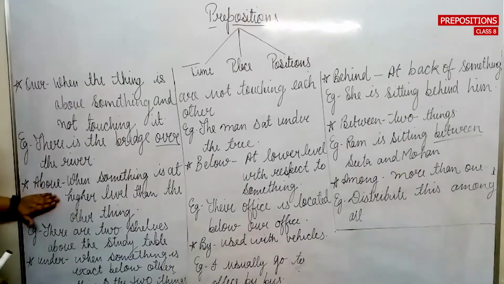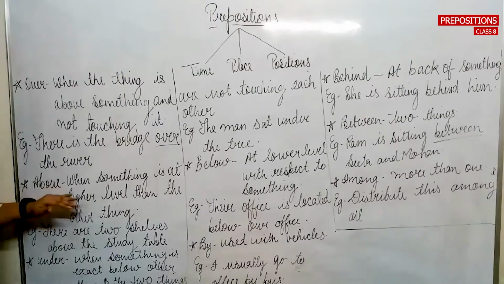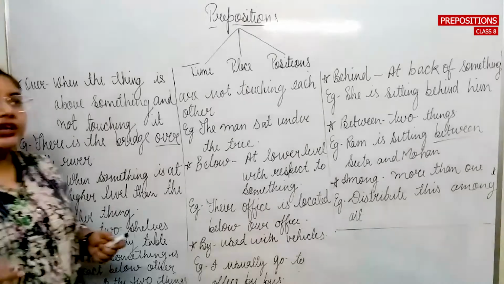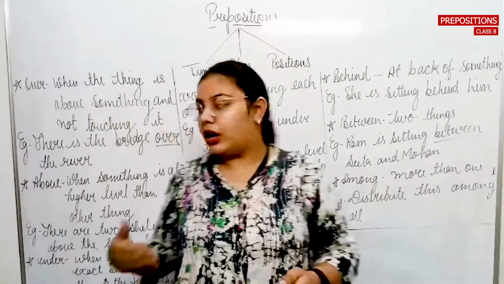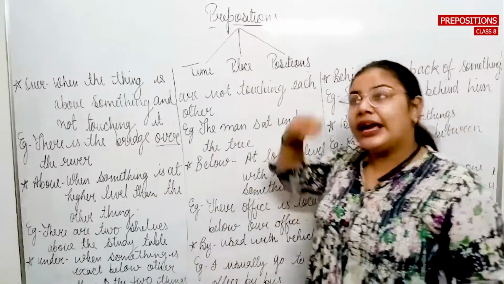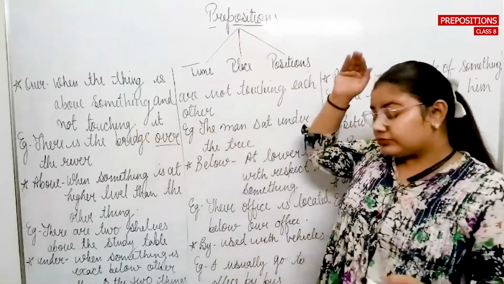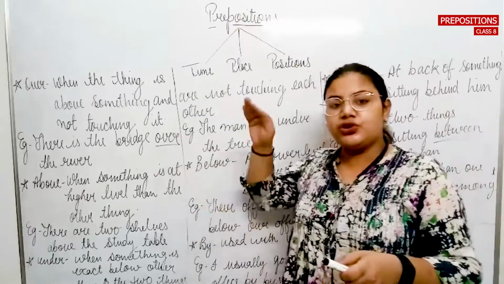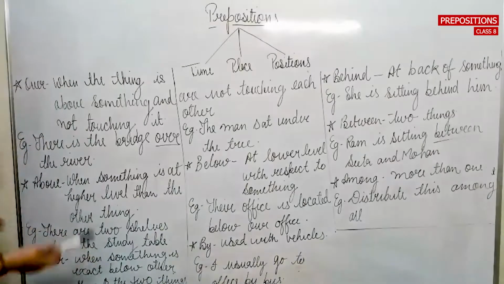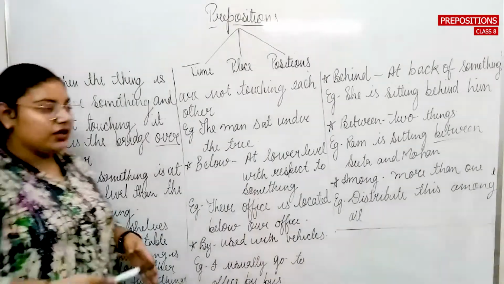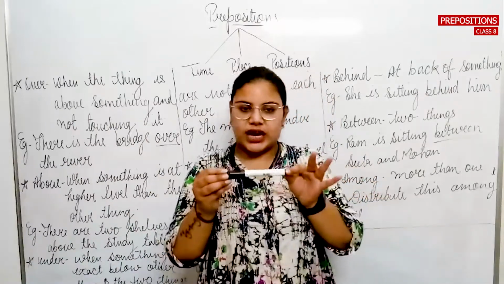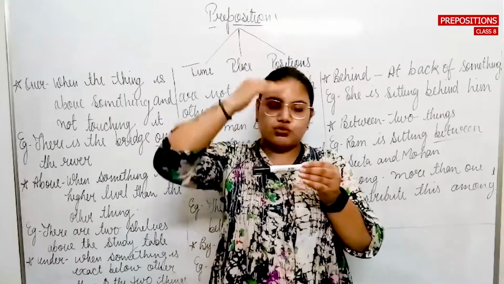So next we have the preposition above, when something is at a higher level than the other thing. Whenever we talk about above, we need to keep in mind that one thing is at a higher level than the other. जो एक चीज है वो लोअर लेवल पे है, जो दूसरी चीज है वो हायर है. One example I have written: there are two shelves above the study table. So I am comparing two things: one is the study table, and there are two shelves above it.